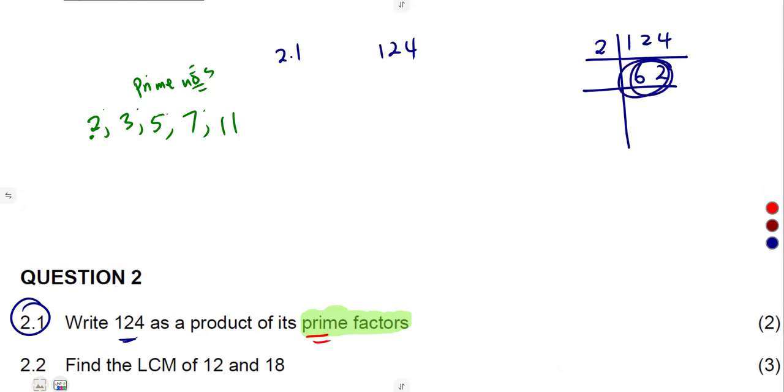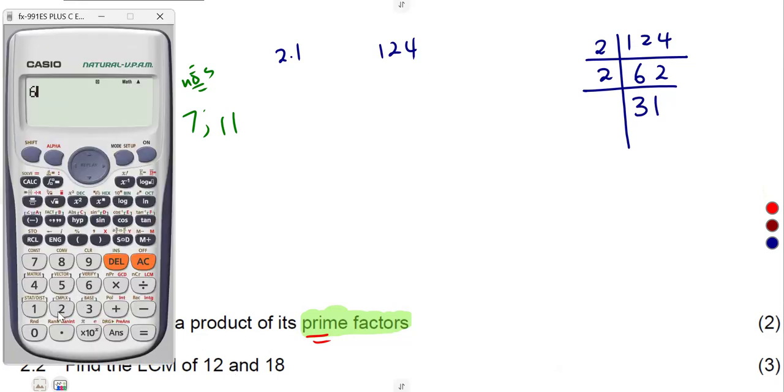On this 62, which one of these prime numbers is a factor? 2 is a factor, and we must always start with the smallest number. So the smallest number is 2, and 2 is a factor of this. So divide by 2. 62 divided by 2 is going to give us 31. You can use our calculator. 62 divided by 2 is what?